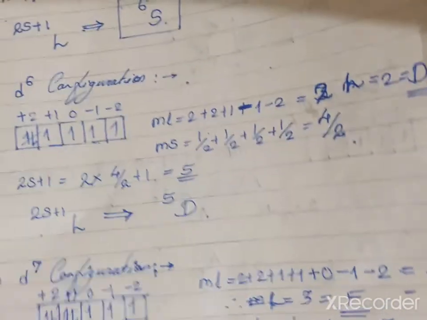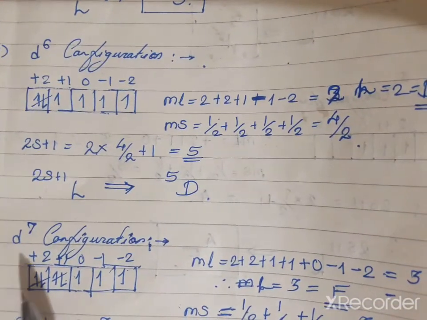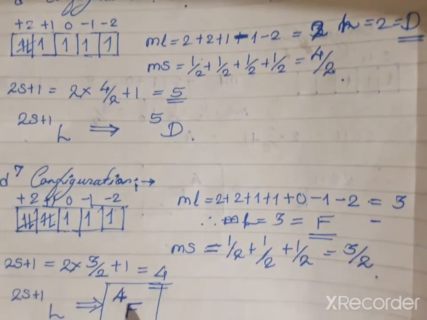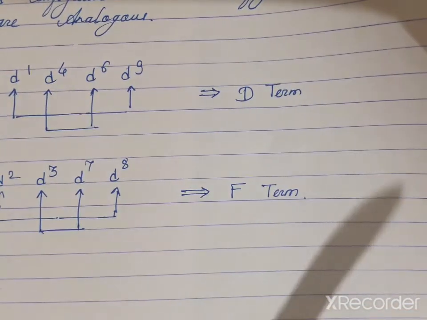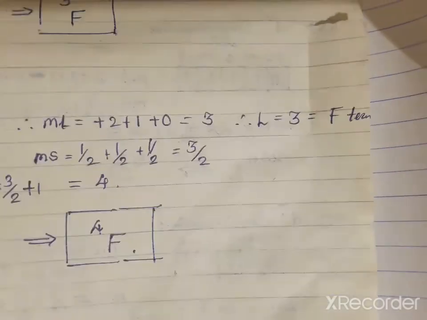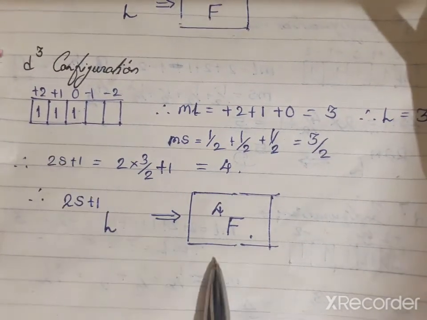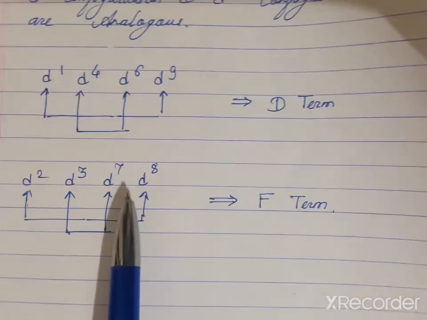We can see 3 unpaired electrons in d7 configuration. Now look at this d7 configuration. There is 1, 2, 3. 3 unpaired electrons are there, and the term symbol is quartet F for d7, and like that d3. What about d3? D3 also has 3 unpaired electrons, and the term symbol is also quartet F for d3. Okay, now look at this, 1, 2, 3 unpaired electrons and quartet F. So d3 and d7 are also analogous.